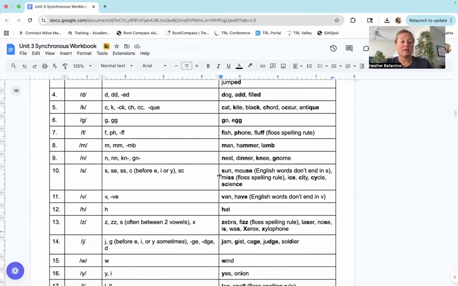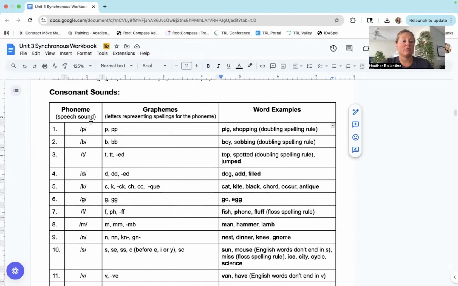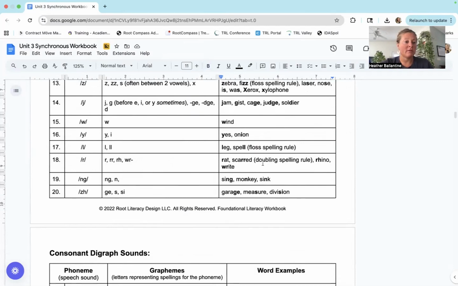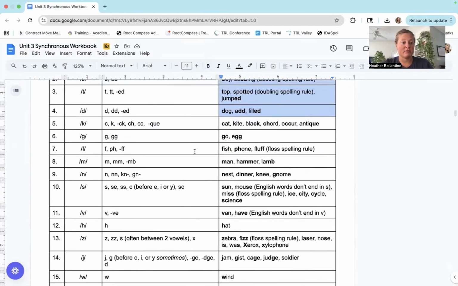But this whole sheet is very helpful because it shows you the sounds and the graphemes, the ways that the sounds can show up in our writing system. That's what a grapheme is. And then examples are built in over here. So let's talk about some of the tricky ones for students.